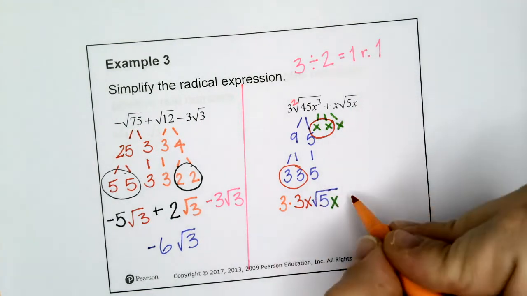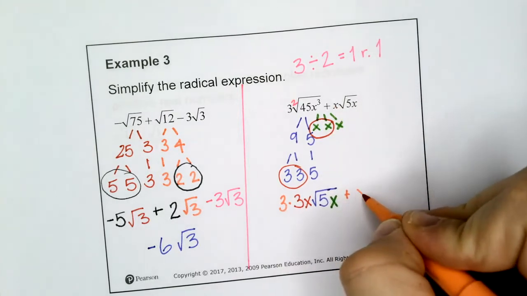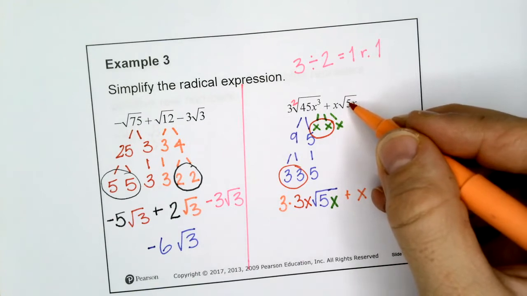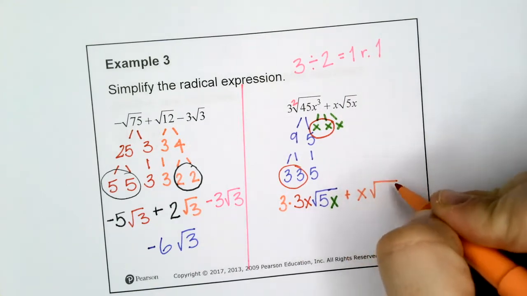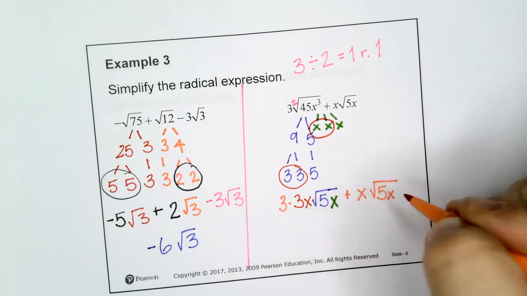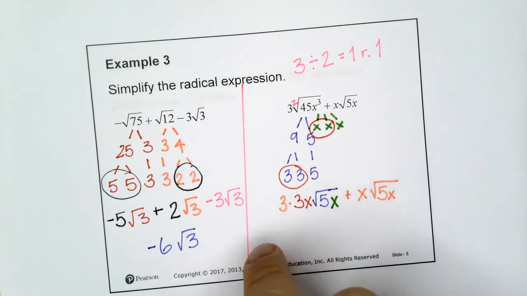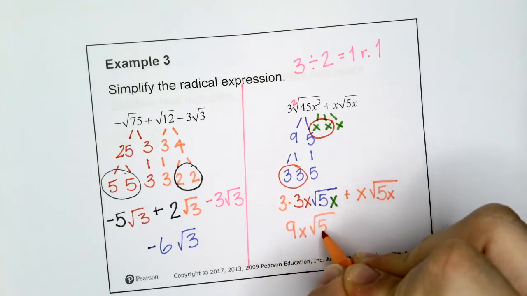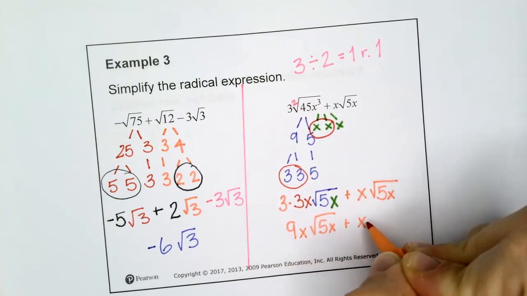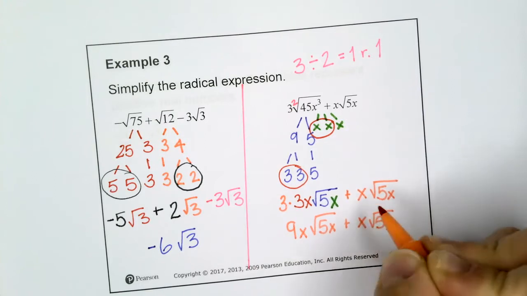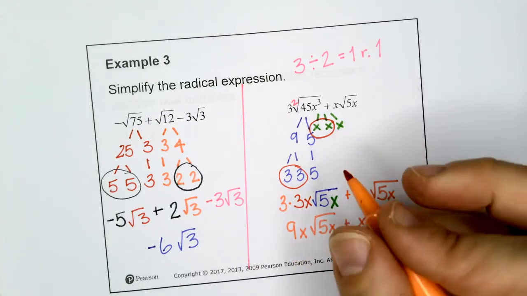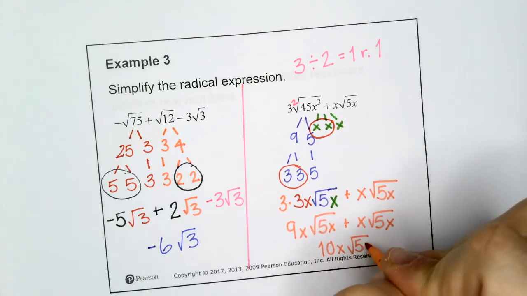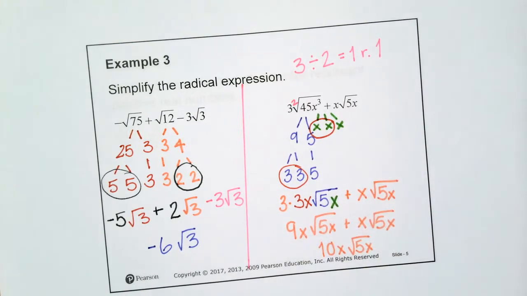And then it says plus, we have x on the outside, just like the 3 was on the outside. And then 5 I know is prime and x is prime. So I'm just going to say that I cannot simplify that any further. 3 times 3 is 9x, square root 5x, plus x square root 5x. 9x plus x is 10x square root 5x. All right, I want to show you something.